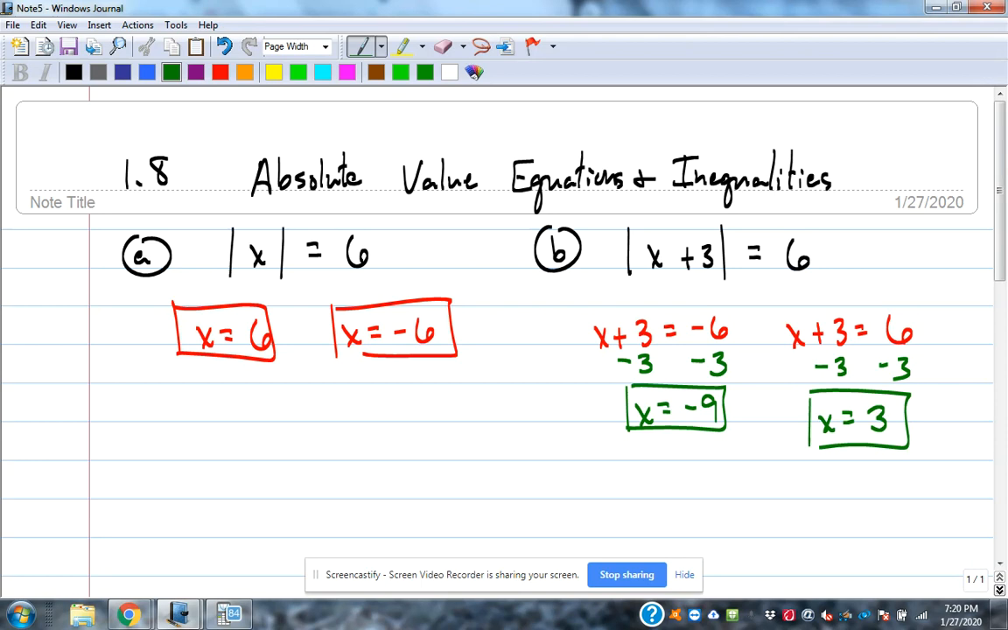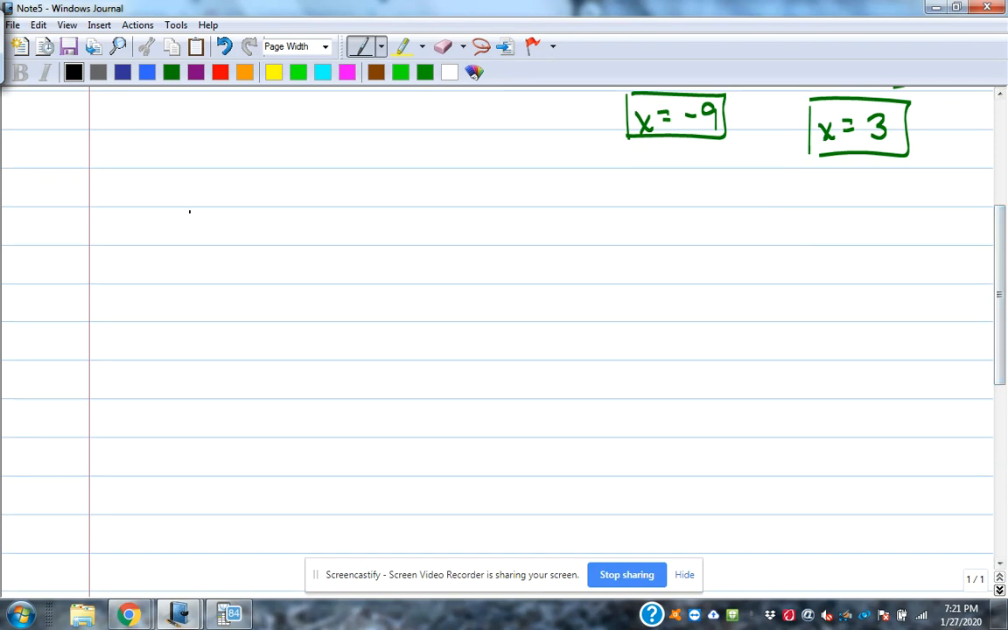So the absolute value's got to be by itself, and then we set it equal to the positive and the negative if it's equal to a positive.